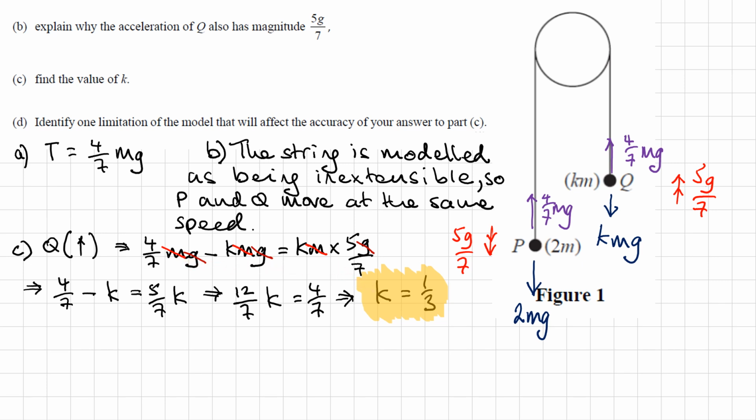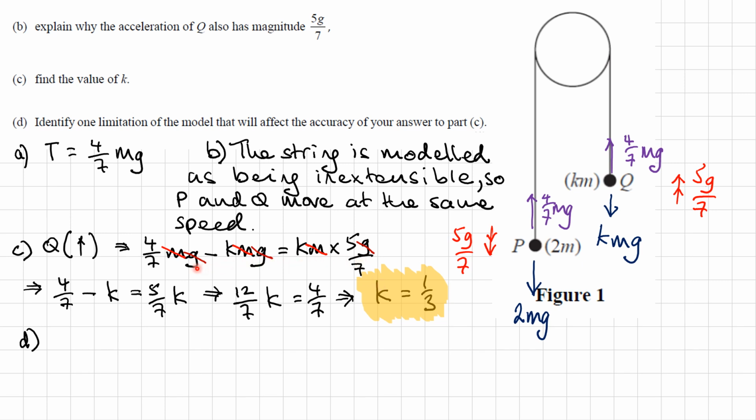So if that ever happens, you've got g in your working and it cancels out, you can give an exact answer. And then lastly, we look at part D, and part D says identify one limitation of the model that will affect the accuracy of your answer in part A. Now we need to be careful. You should not say including the mass, to get a more accurate answer, because that won't make any difference. All the mass is cancelled out, so the mass won't make any difference to the accuracy of our answer. Neither will using a more accurate value for g.